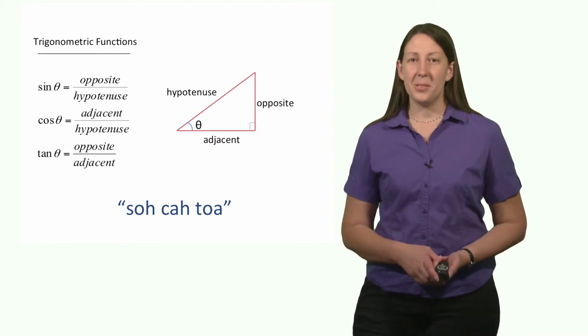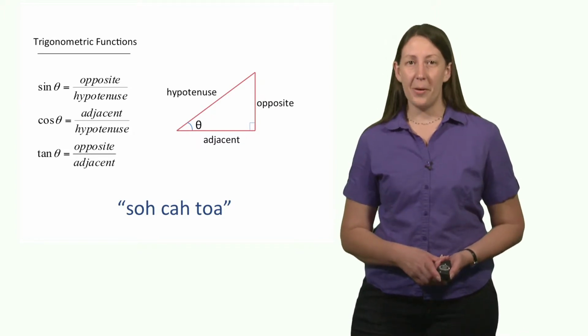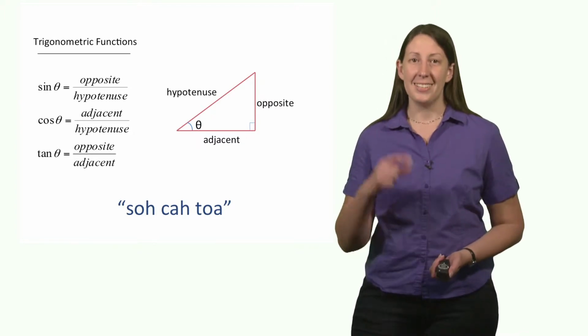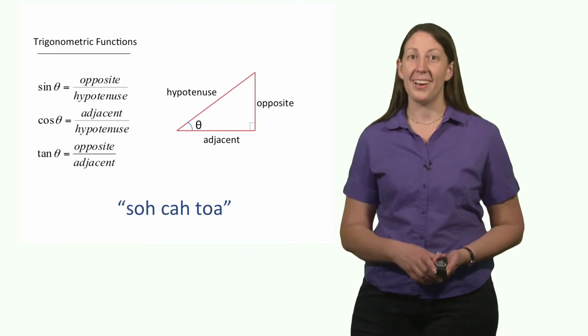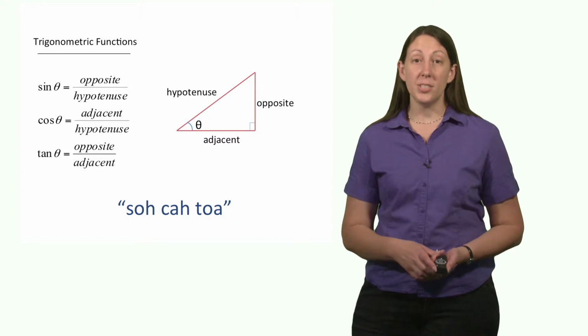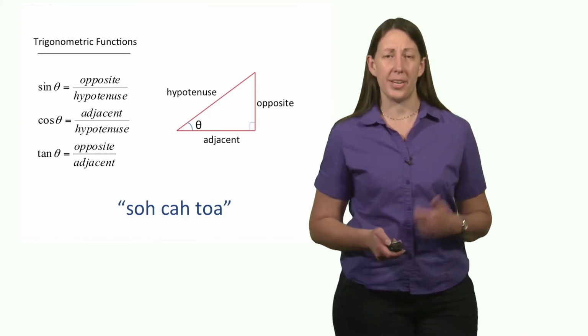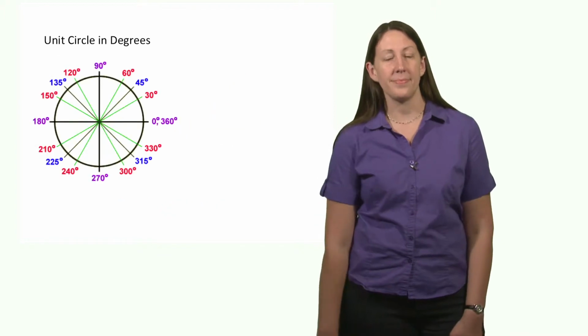A lot of students like to use the mnemonic SOHCAHTOA to help you remember this. SOHCAHTOA basically is: SOH, sine is opposite over hypotenuse, CAH, cosine is adjacent over hypotenuse, and TOA, tangent is opposite over adjacent. Let's take some more look at these trigonometric functions.